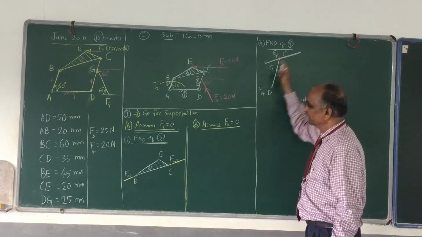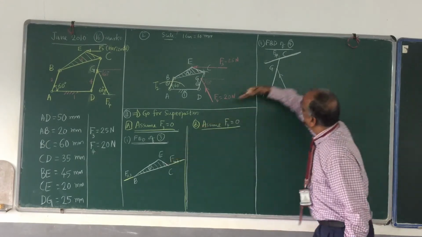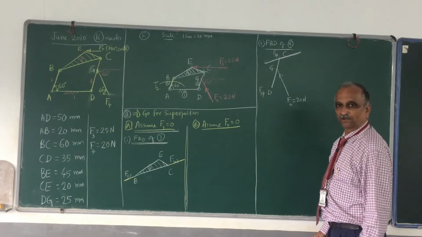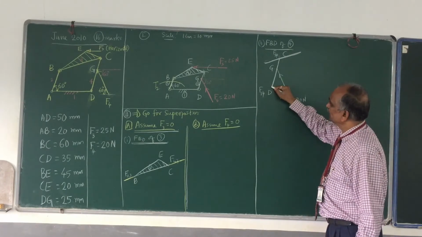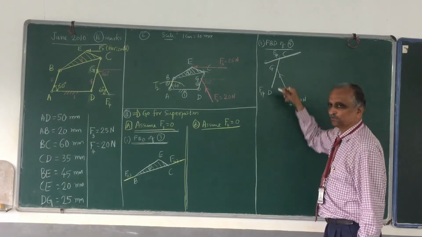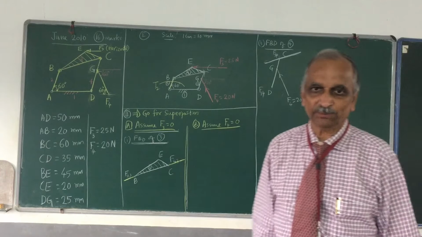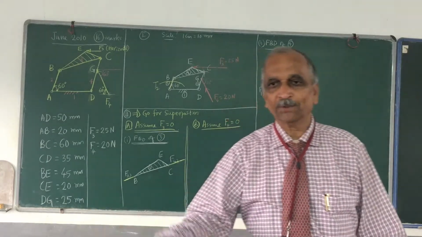How did I get this? From this line and this line, they are parallel to each other. Okay, so now there is one more force, this force, this force, this force, three forces. It is a three-force system, so make use of the conditions of equilibrium. The three forces must have a common point.